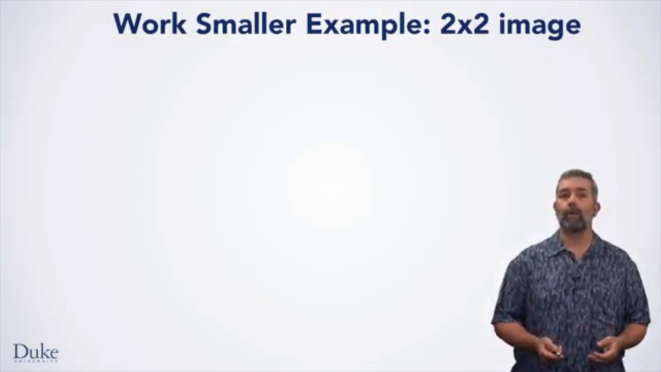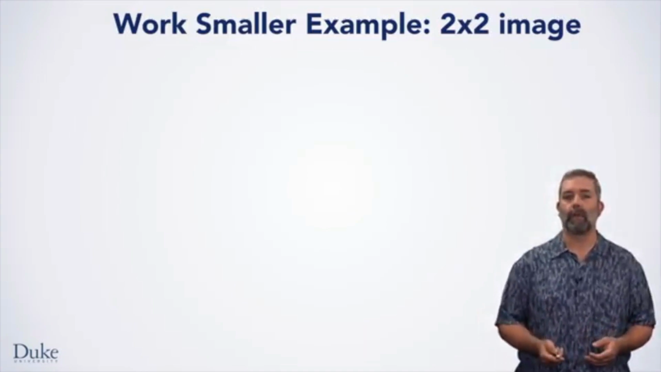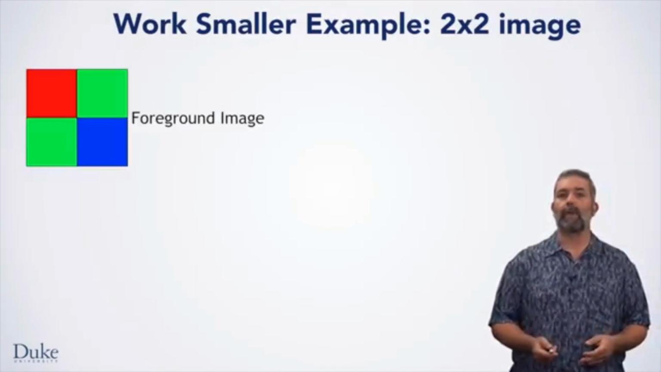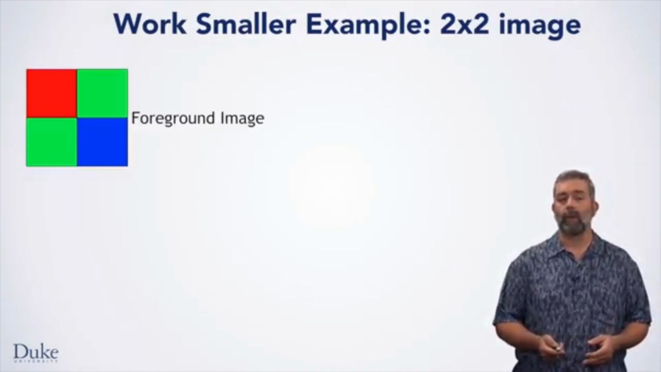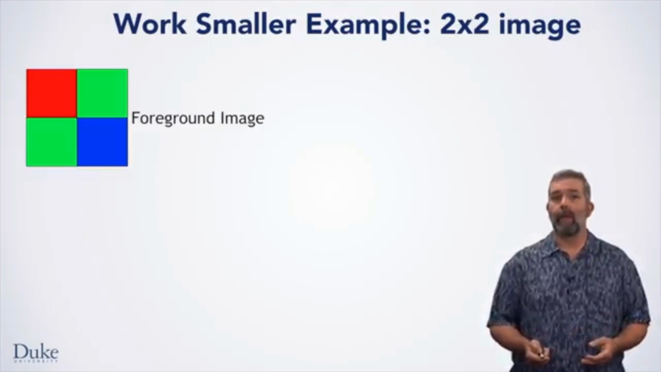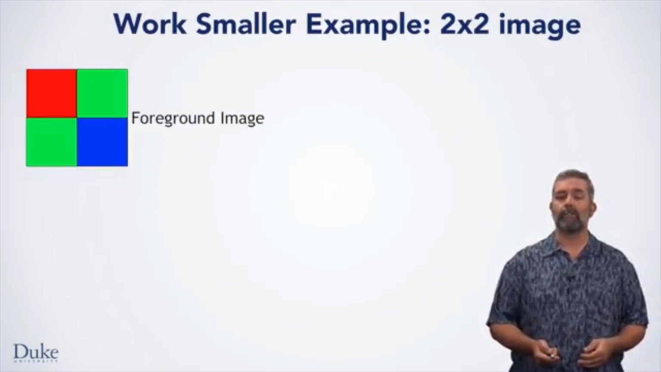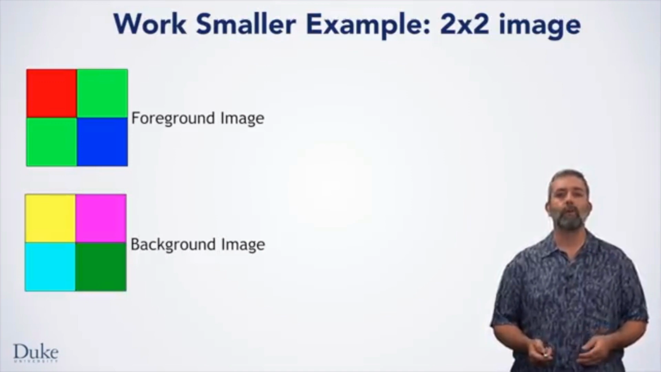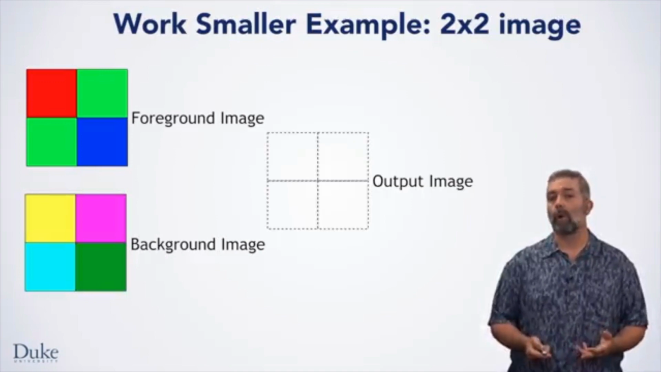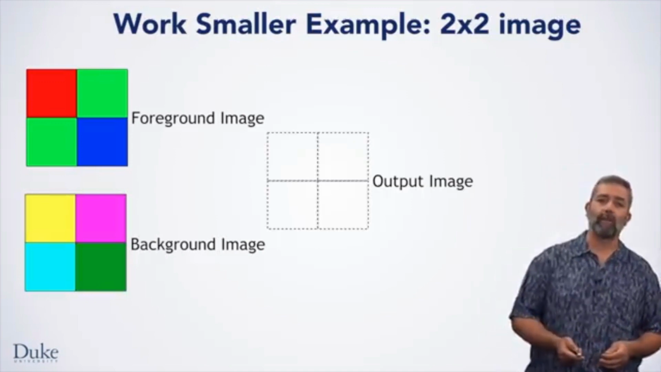In this case, we're going to look at a 2 pixel by 2 pixel image. We will start by picking a 2 by 2 image to be the foreground, the image that will go on top, and we'll pick a 2 by 2 image to be the background. Also, we will need an image to hold the final result, or output. This should also be 2 by 2.